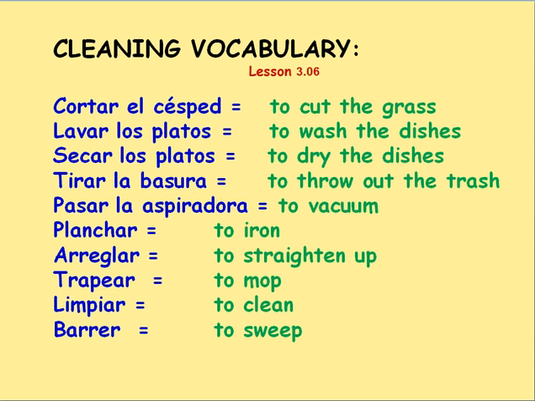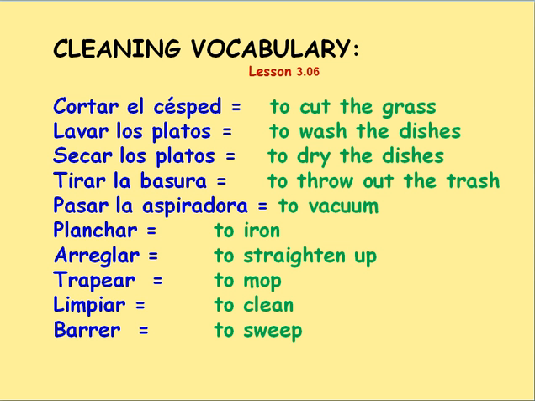First, we're going to look at a little bit of vocabulary. One of the things in lesson 306 is vocabulary having to do with different chores, things that you might have done this last week. So we've got cortar el césped, to cut the grass, lavar los platos, to wash plates, secar los platos, to dry the dishes, tirar la basura, to take out the trash or the garbage. So make sure that you have a good understanding of the vocabulary and the new verbs. There's a lot of new verbs that you have not learned before and that you may not be familiar with. So make sure you are learning all of those.